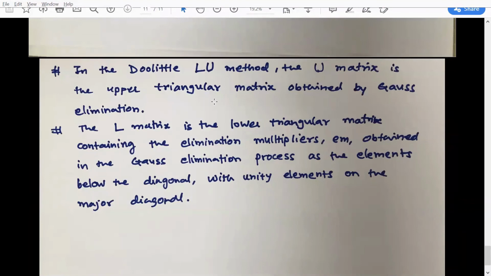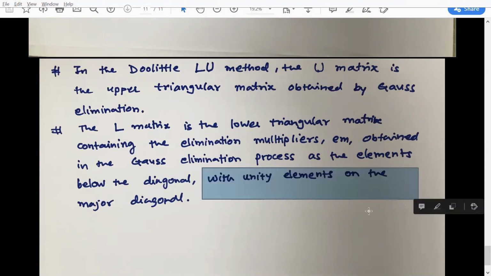Let me complete this. In the Doolittle method, the U matrix is the upper triangle obtained by Gauss elimination. The L matrix is a lower triangle matrix containing the elimination multipliers. Just now I showed that slide, how the elimination multipliers are to be placed at the respective places where we do elimination in the Gauss elimination process, as the elements below the diagonal, and with unity elements on the major diagonal. This we have seen.